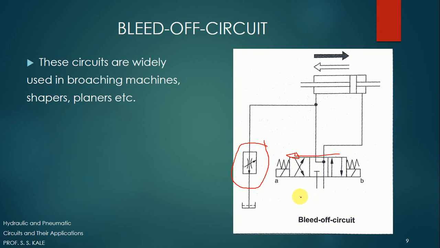When I move this towards the right side direction, the fluid from the pump goes to this particular end, and the fluid which is coming from this goes to the reservoir. So by controlling this particular valve, I can control the motion of that particular piston cylinder arrangement. This is about a bleed off circuit.